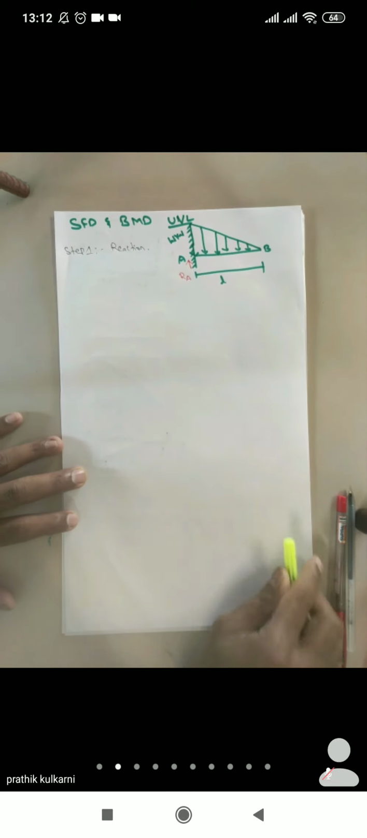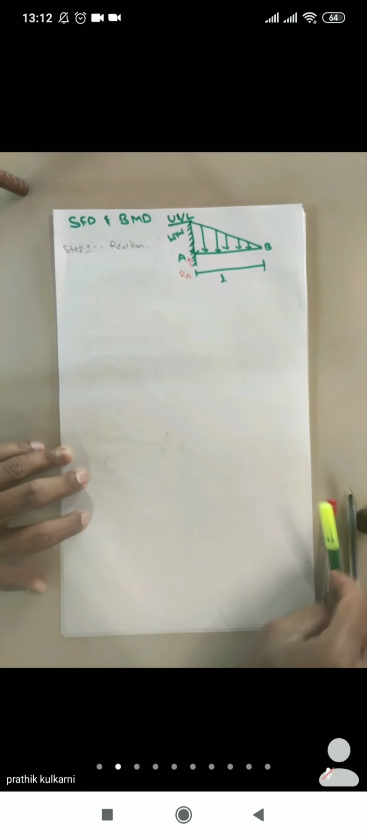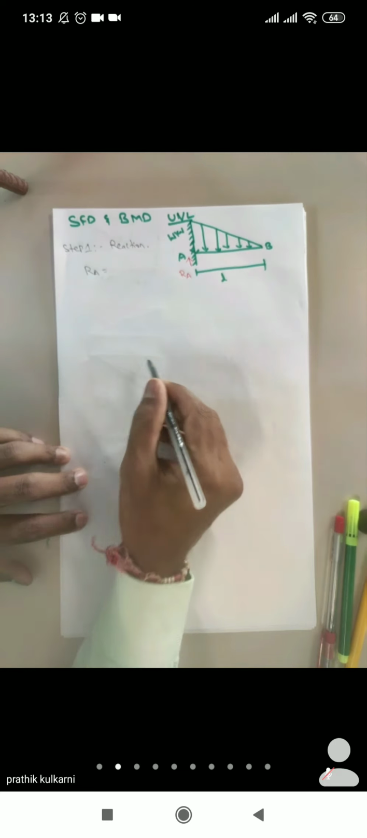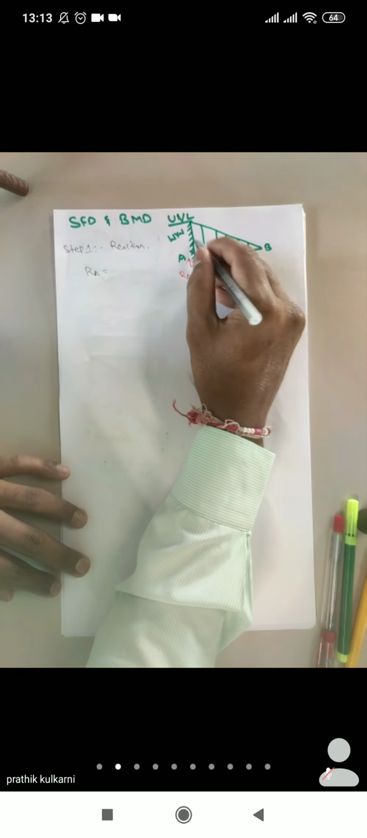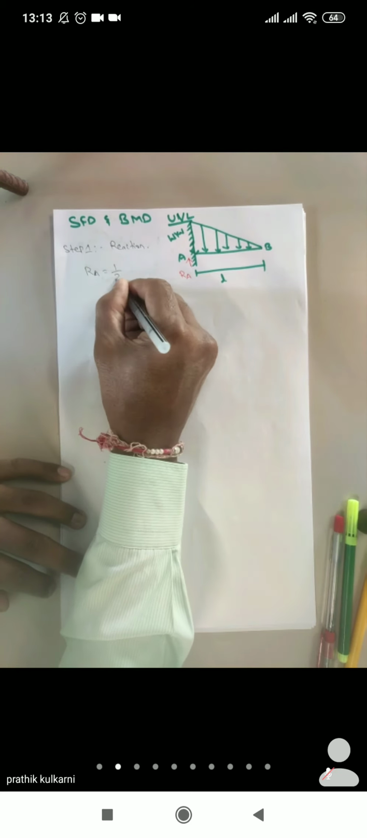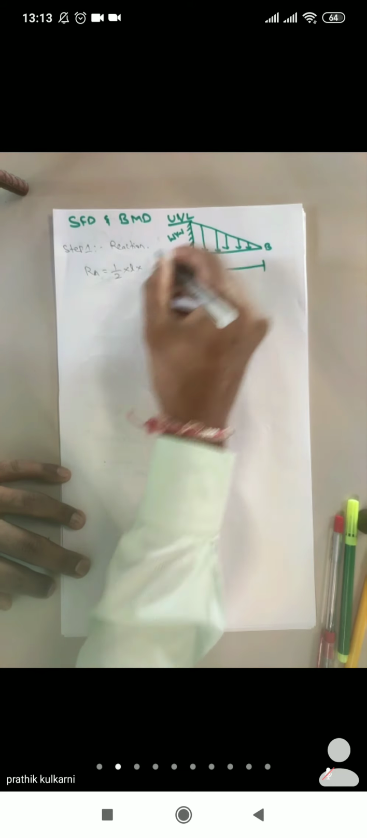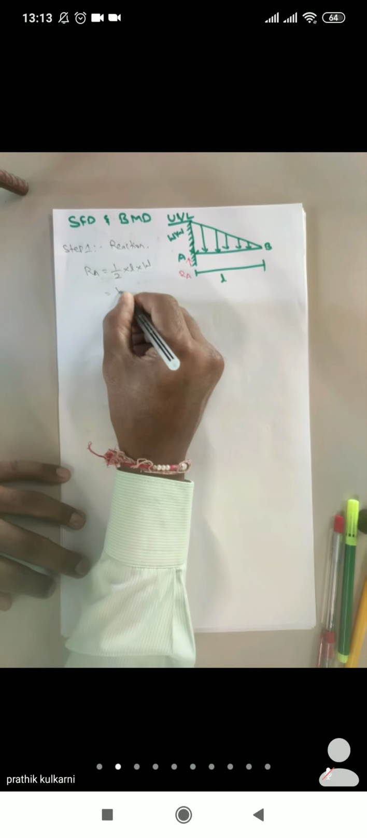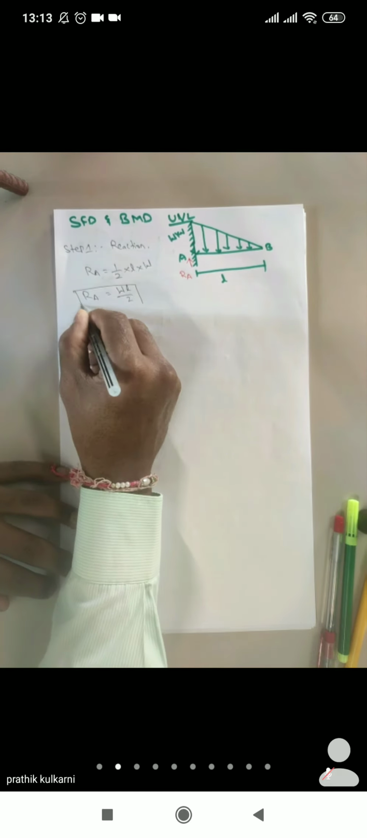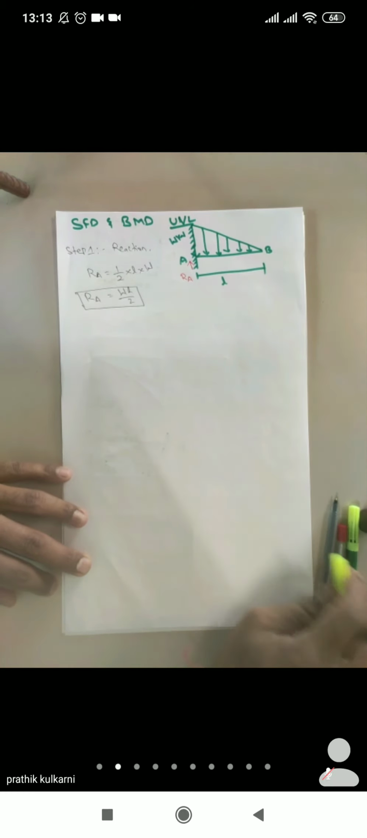Now what is the total load here? If you see, this total load is in the shape of a triangle. Yes or no? You know the area of a triangle is half into base, which is L, into height, which is W. So we have WL by 2. So the reaction RA is WL by 2.